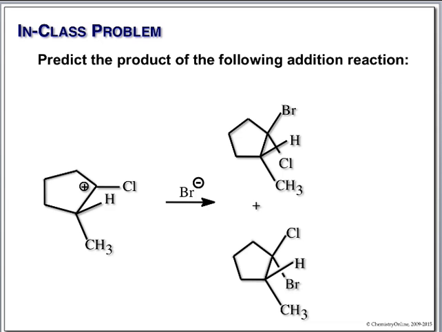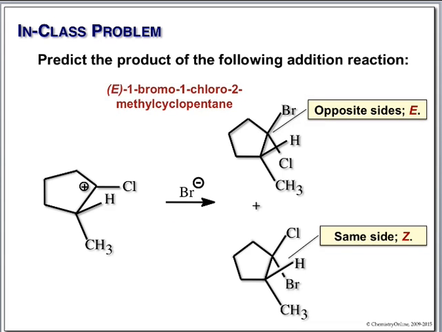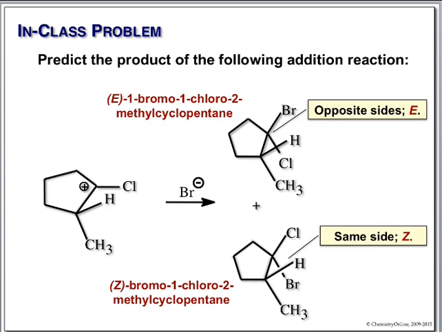On our top carbon, bromine is highest priority, right? Methyl is highest priority here. They're on opposite sides. So this is E stereochemistry. Here the bromine and the methyl are on the same side. This would be Z stereochemistry. Now on an exam, I would tell you if I wanted you to do E/Z or R/S.